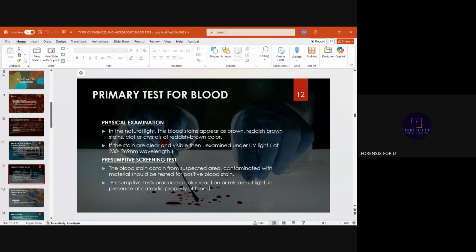The presumptive test or the preliminary tests produce a color reaction of hemoglobin with a certain chemical to give us an idea that iron and heme is present in this liquid and this could be blood. After a preliminary test, we never write in our crime scene report that this is blood. The confirmation of blood is obviously done at the forensic lab after confirmatory tests.